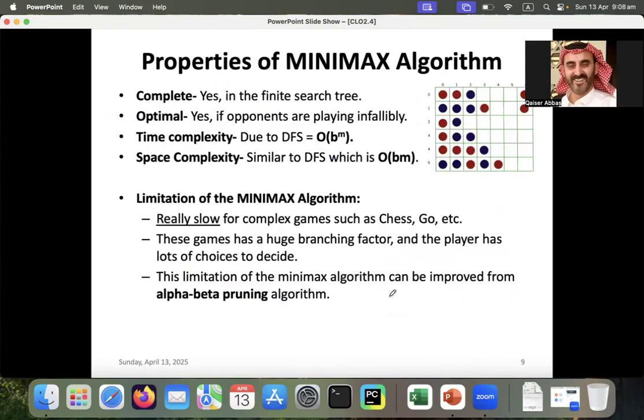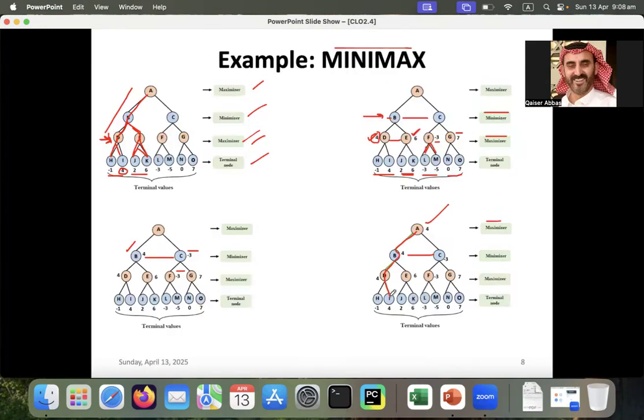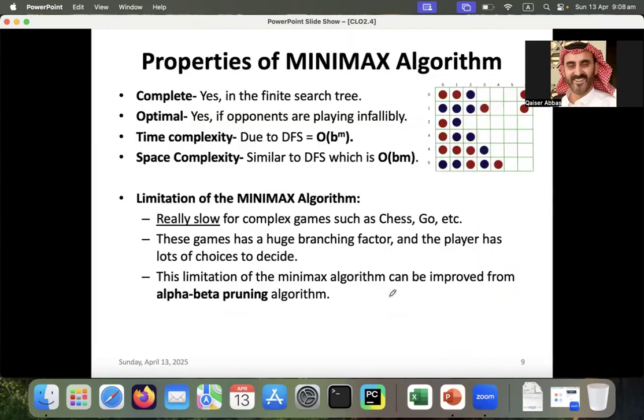Now, this is easy, huh? Because now you don't have to go into the details of the algorithm. So that's why it's easy.